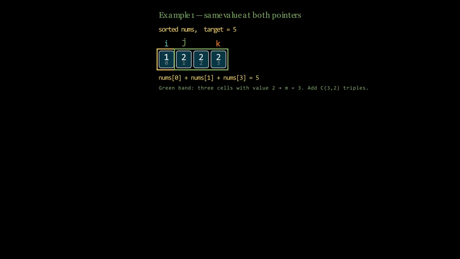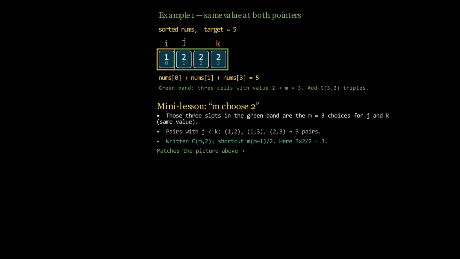Case 1, sorted array 1, 2, 2, 2, target 5. Fix i at index 0. The pair at j and k both read 2, and every cell from j through k is a 2, 3 cells, so pick any 2 different indices in that band for j and k. That is 3 choose 2 equals 3 triplets for this hit.